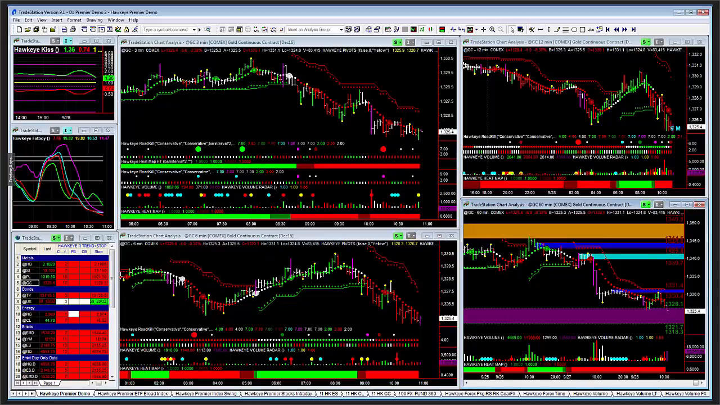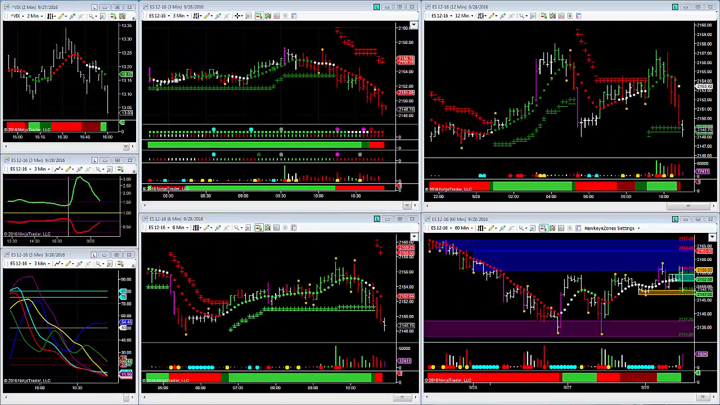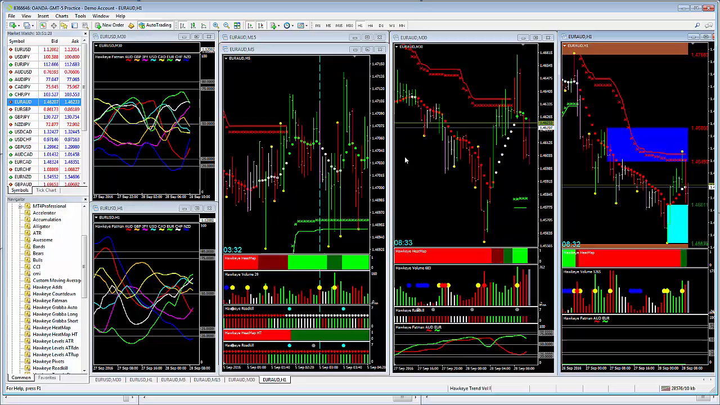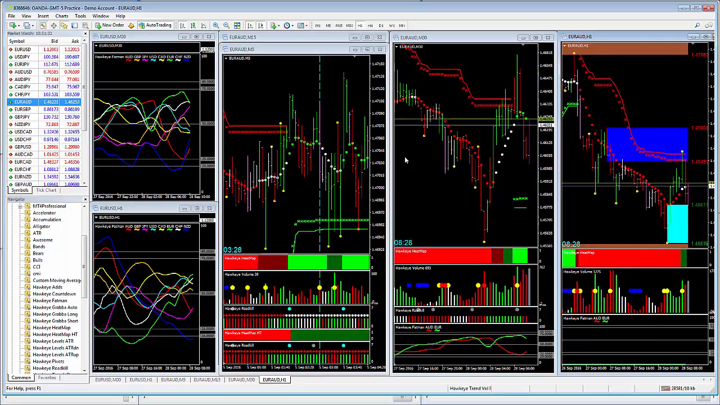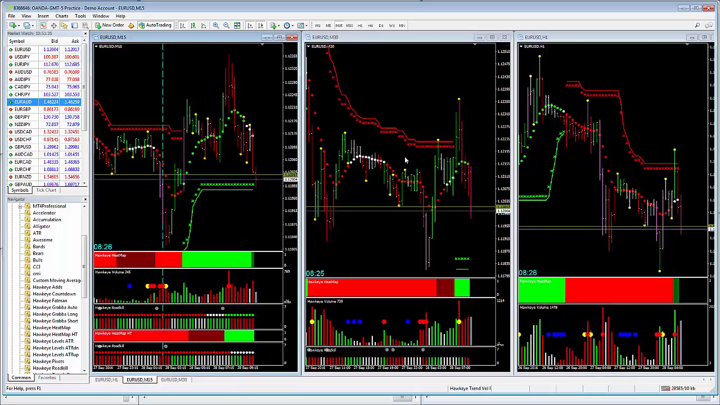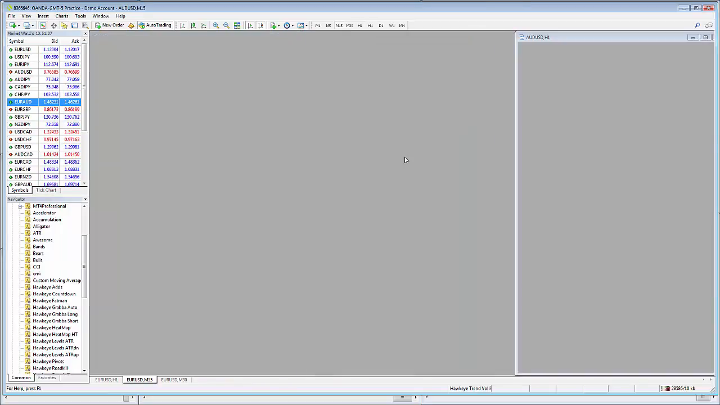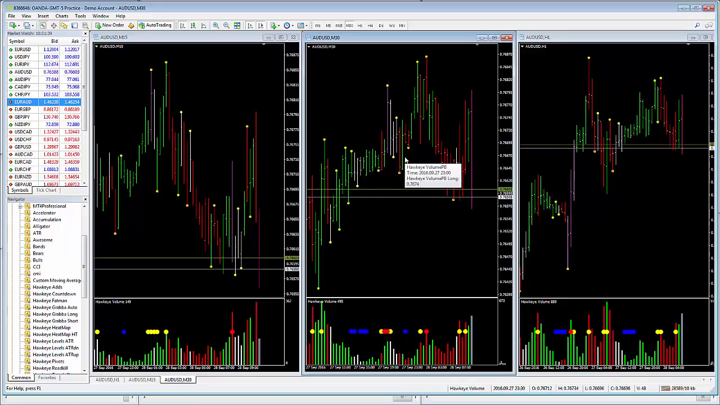How does MT4 look? All right, let me pop over to MT4 real quick. All right, this is Hawkeye on the MT4. Let me pull up. These are our other time frames. Okay, this is the volume package only, where you're just looking just at volume. This is displayed on a 15, 30, and hourly chart using Hawkeye volume. Okay.